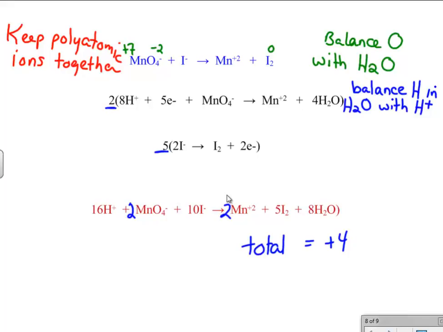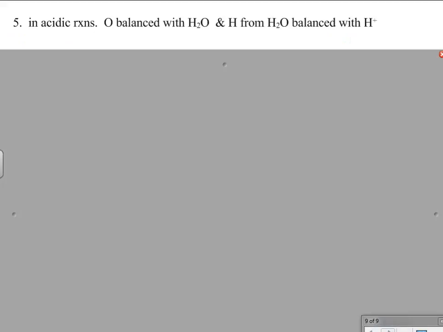My total charge on the right is +4 from the 2 manganese plus 2s. My total charge on the left is 16 plus, 10 minus, and 2 plus. So a total again of +4 on the left. So charges are balanced, atoms are balanced. It's a balanced redox reaction.